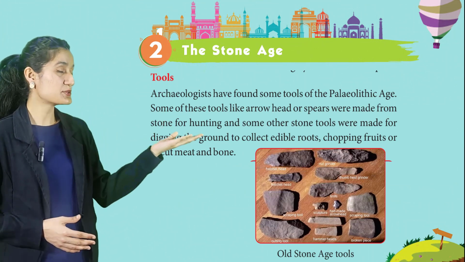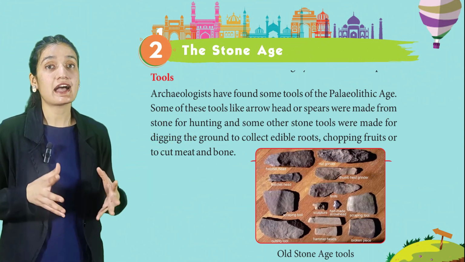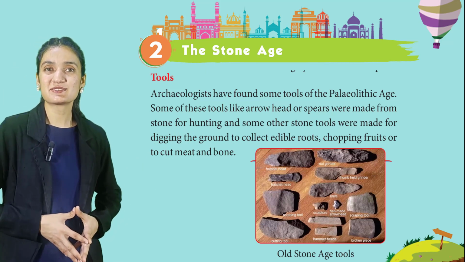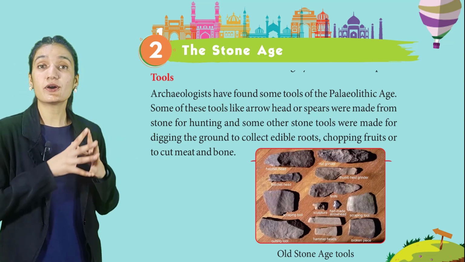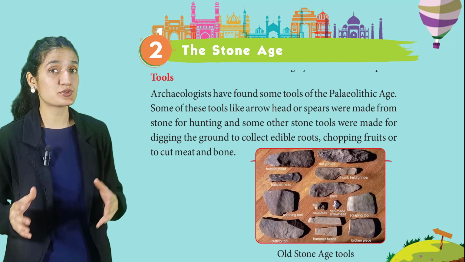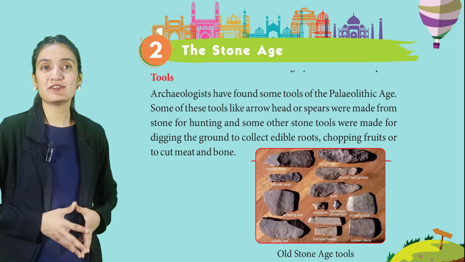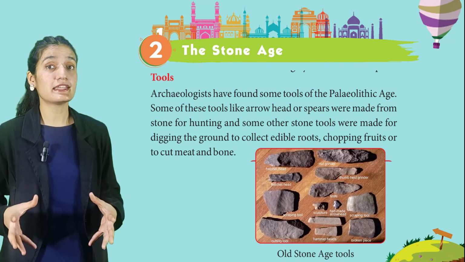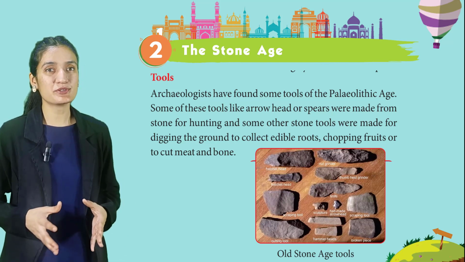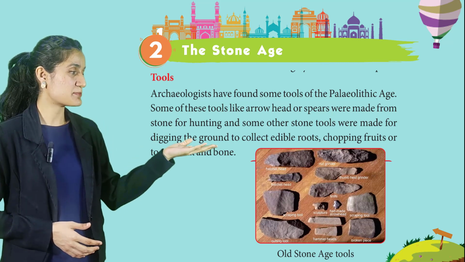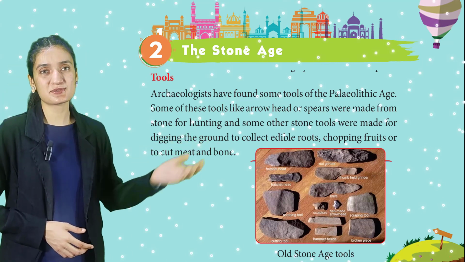Now next is tools. Archaeologists have found some tools of the Paleolithic age. Some of these tools like arrowheads or spears were made from stone for hunting, and some other stone tools were made for digging the ground to collect edible roots, chopping fruits, or to cut meat and bone. Here is the picture showing Old Stone Age tools.